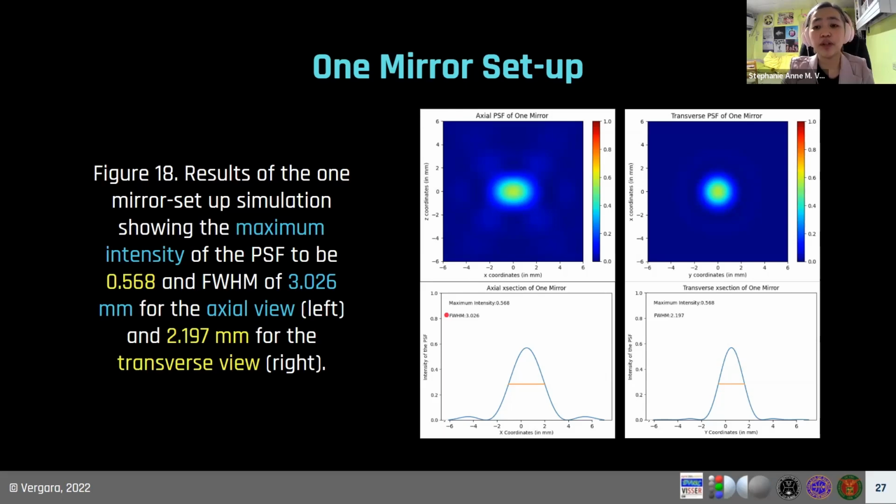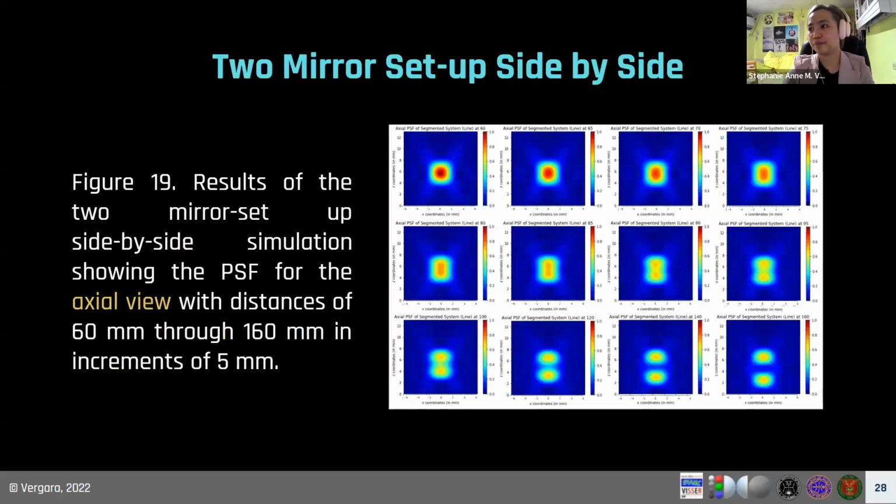Meanwhile, the full width at half max of the setup was measured to be 3.026 millimeters for the axial view and 2.197 millimeters for the transverse view. The images shown are the Airy disk of the image with its corresponding cross-section intensity profile located underneath it, which is what was discussed earlier regarding the point spread function.